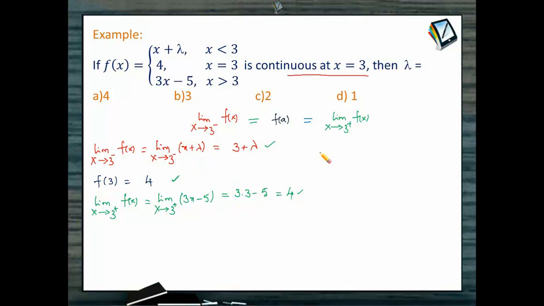Now, when do you say the function is continuous? When does it satisfy this condition? If limit x tends to 3 minus, that is 3 plus lambda, should be equal to the functional value 4, which should be equal to the right hand limit, that is 4. Then only the function is continuous. Now these are already equal. So what does the lambda value give me? 3 plus lambda is 4, so the lambda value must be 1. Which option does this satisfy for us? Option D, right?